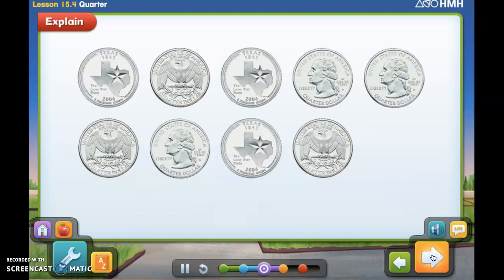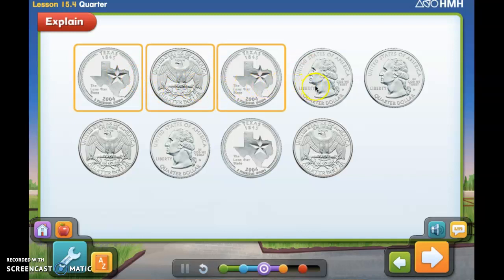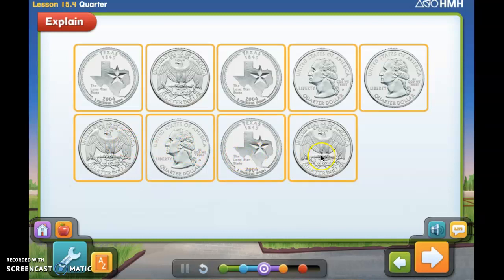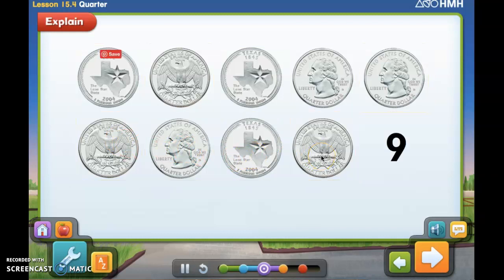Count each quarter one time. How many quarters are there? Let's count. Click the quarters to get started. 1, 2, 3, 4, 5, 6, 7, 8, 9. There are 9 quarters. It doesn't matter if the quarters are heads up or tails up or which picture is shown. They're all still quarters.